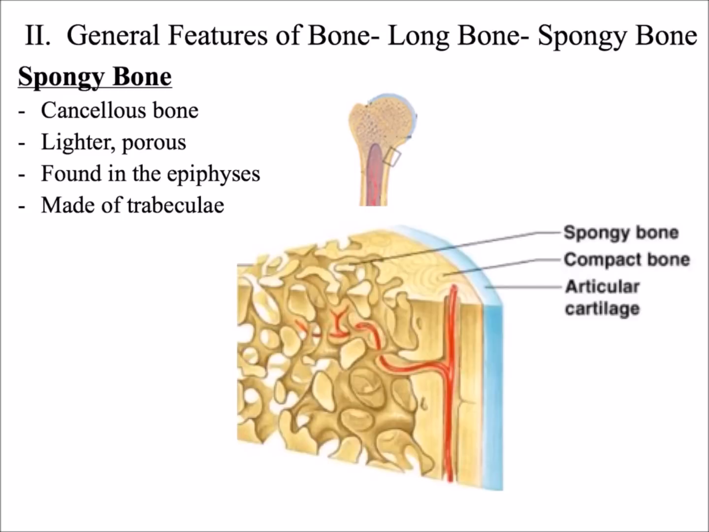Now, some people think that because spongy bone is porous, that it's not very strong. And that's actually wrong. Spongy bone is very strong, right? And the reason why it's very strong is because these trabeculae, right, they resemble osteons. But remember, osteons run parallel to one another along the length of the shaft. Trabeculae run in all different directions, which means that spongy bone can withstand forces in all different directions.